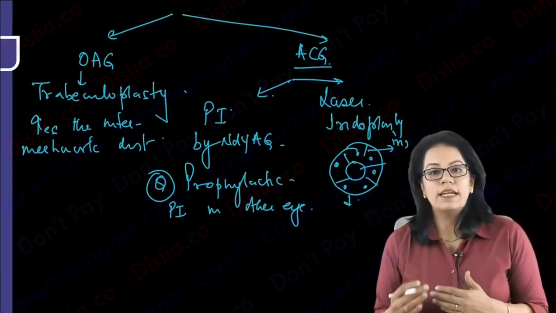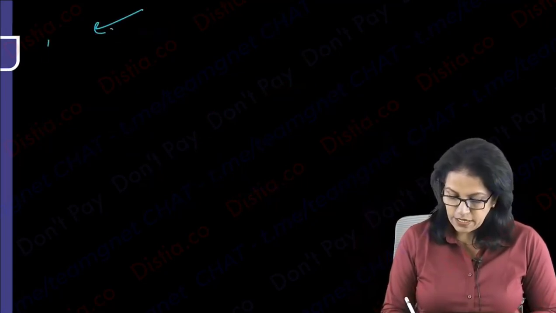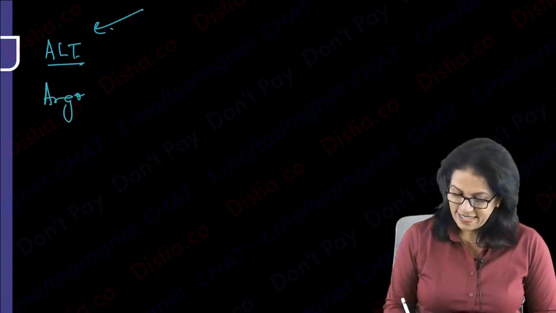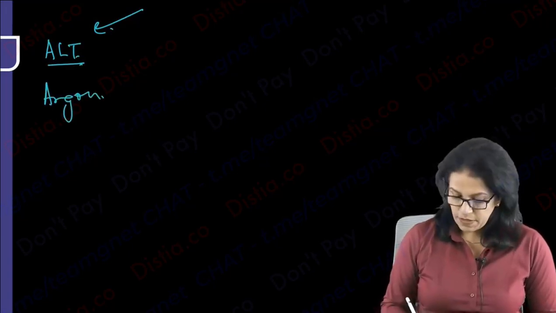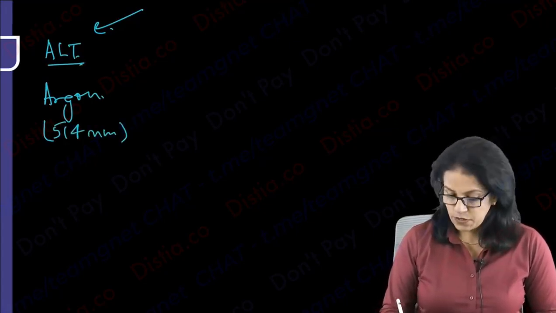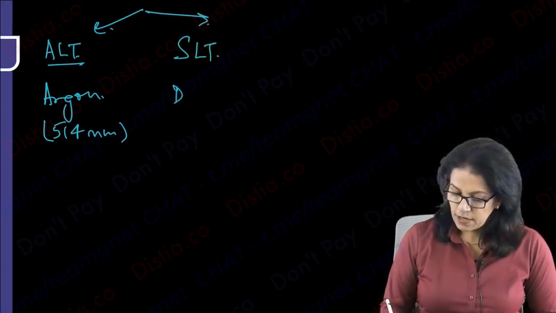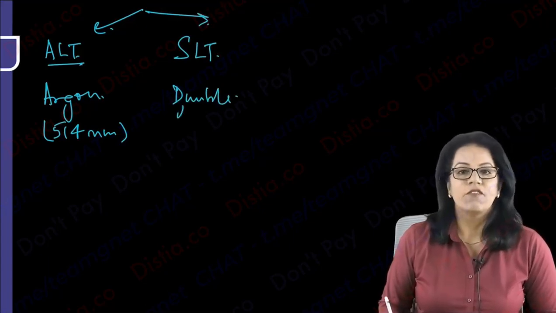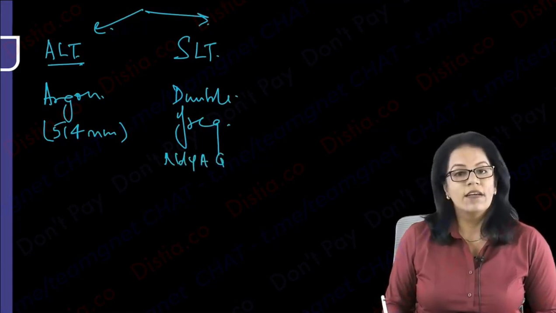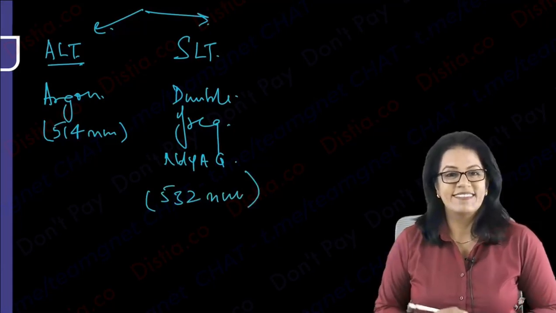You can do the trabeculoplasty in 3 different ways. Either I can use argon laser trabeculoplasty, when I am using argon, correct? We all remember the wavelength, 514 nanometers. Or I can go for using the selective laser trabeculoplasty. We use double frequency NDR, right? That is 532 nm, half of the NDR.